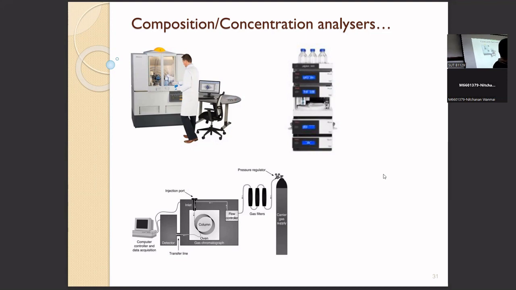And also we did the HPLC. We use HPLC to determine the concentration of solute in solvent, the concentration of solid dissolved in solvent. And also this is the GC, for example. This is also the sensor to calculate the concentration, to calculate the composition of the substance, right?